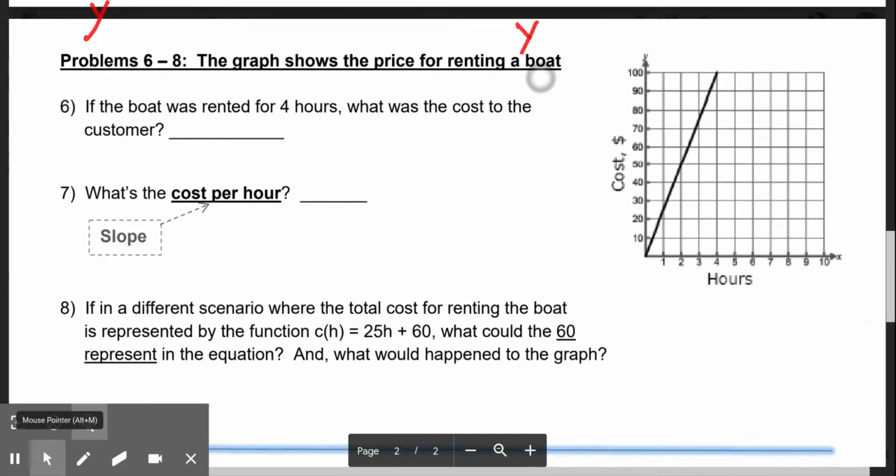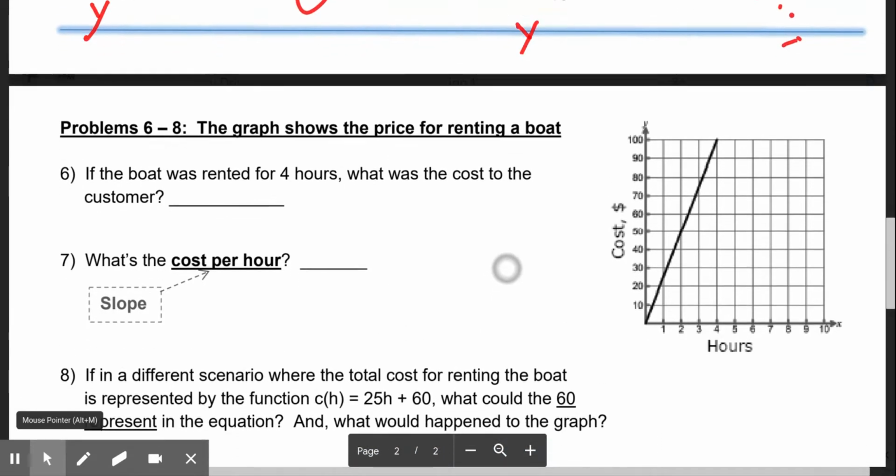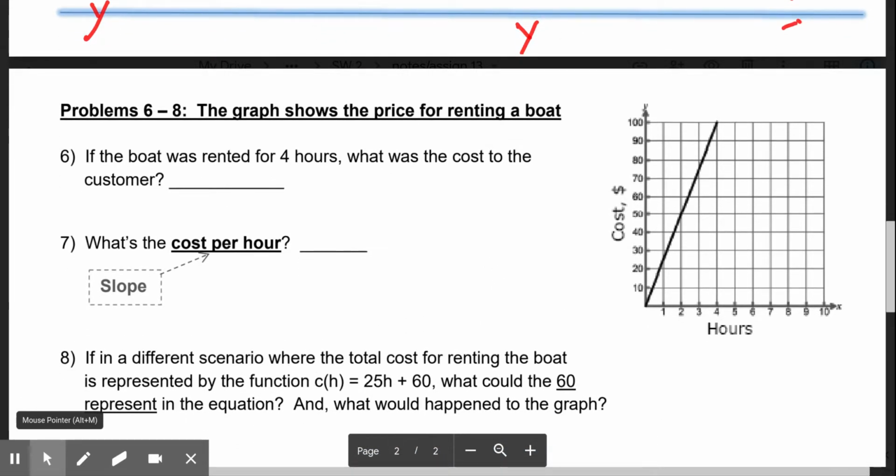All right, let's go ahead and take a look on the back side. We've got problems 6 through 8. The graph shows a price for renting a boat. If the boat was rented for 4 hours, what was the cost to the customer? So these are the number of hours, our x-axis, and our y-axis is here. So I'm going to go over to 4, go right over to 4, and go up to right there, and it's $100. So if the boat was rented for 4 hours, it was $100.